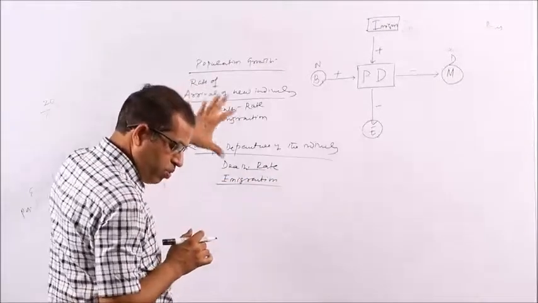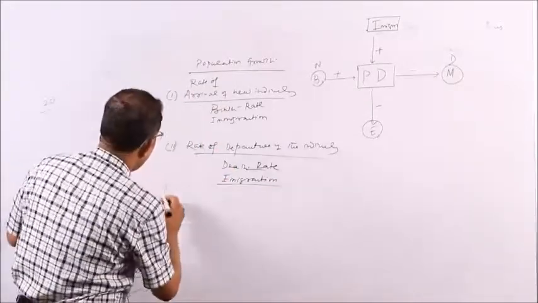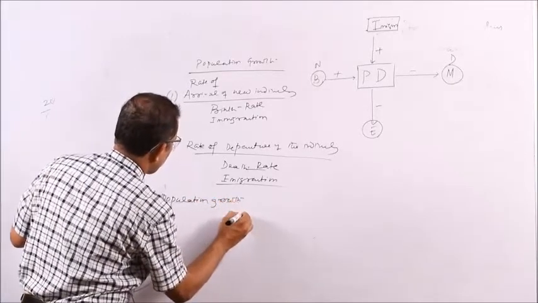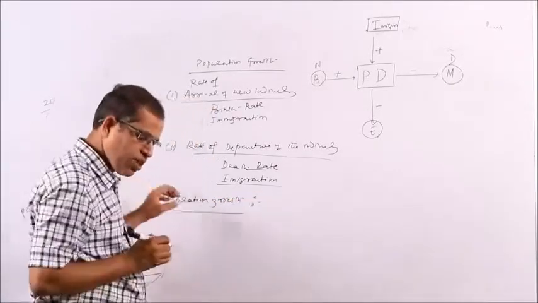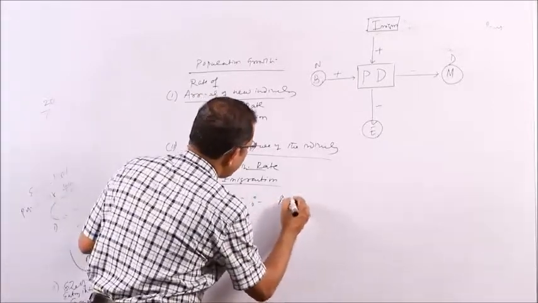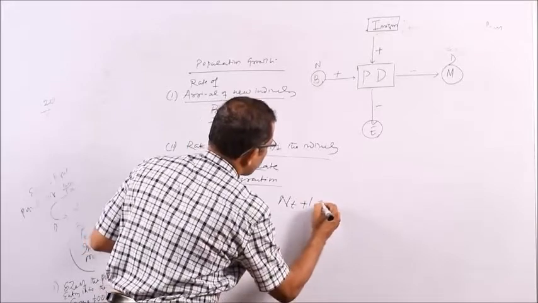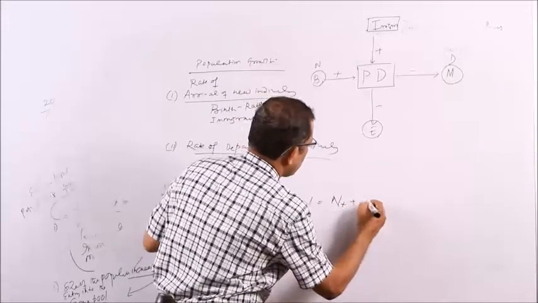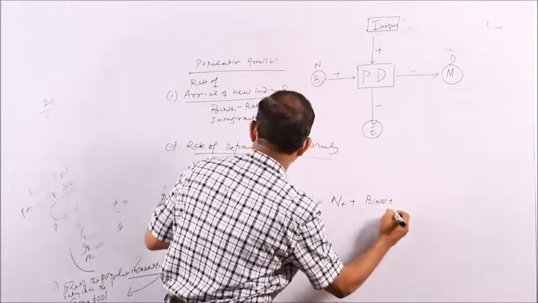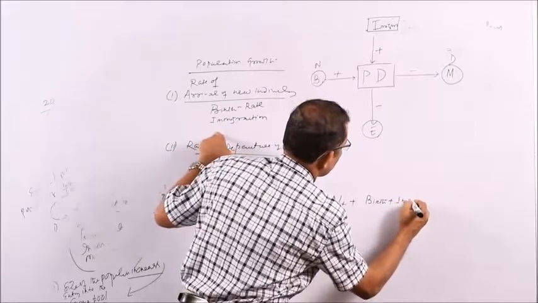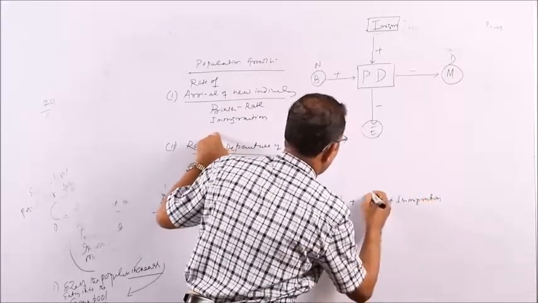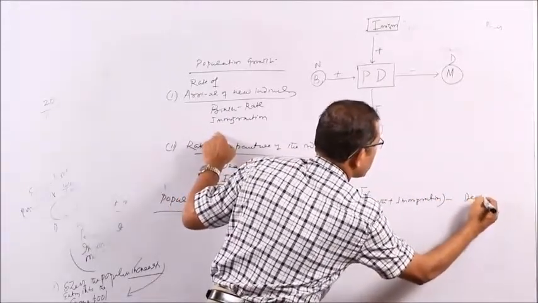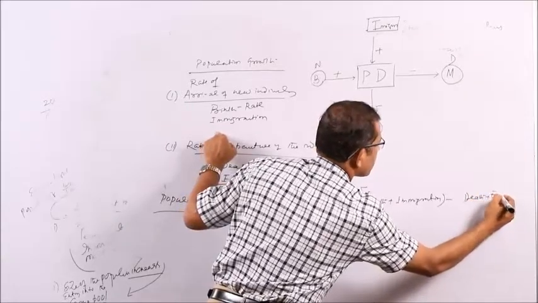So, one can now find out the equation for population growth. The equation for population growth can be determined by N(t+1) = N(t) + (birth + immigration) minus (death + emigration).